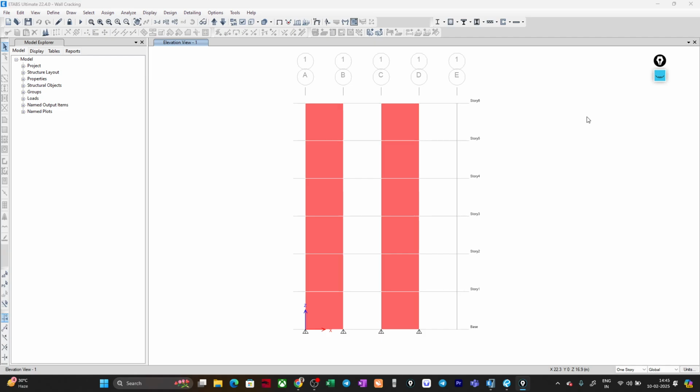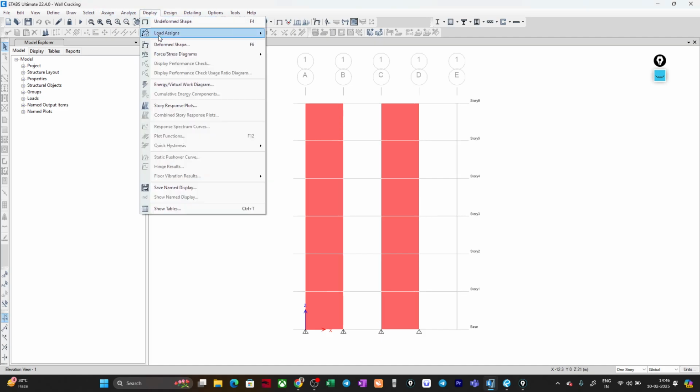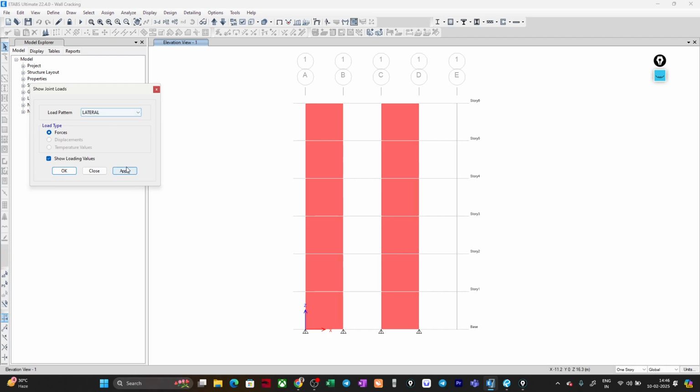In this lecture, we will see the stiffness modifiers provided for wall sections in ACI 318-19 and how we can implement that in ETABS software. So here you can see I have modeled two walls, and I have applied some lateral load. If you see here, display load assigns joint, and you can see this is the lateral load that I have applied. For this wall I have applied 100 kilonewton load, and for this particular wall I have applied 300 kilonewton lateral load, right?